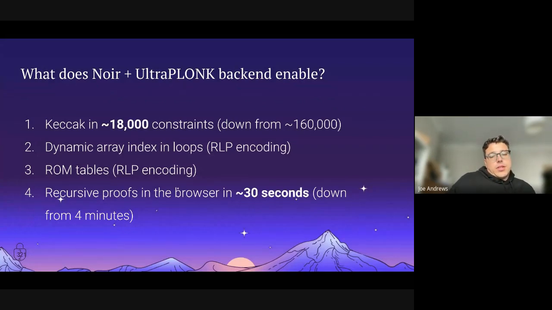And the last point is one that actually brings this into production. So in order to get this working in the browser, we've had to do some work to work around the limits of what's possible. And to do that, we needed to have recursive proofs available in the browser. So now with UltraPLONK, we can do, as I said before, very efficient Keccak hashes, dynamic array indexes in Noir circuits, so you can have much fancier for loops for RLP encoding, and these recursive proofs to bring it all together.